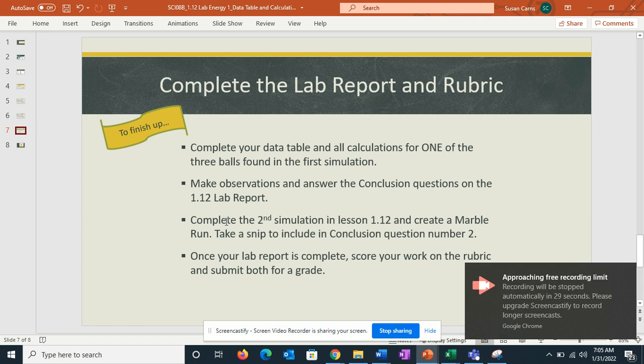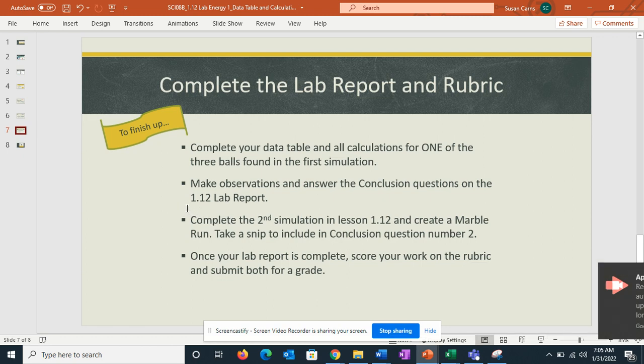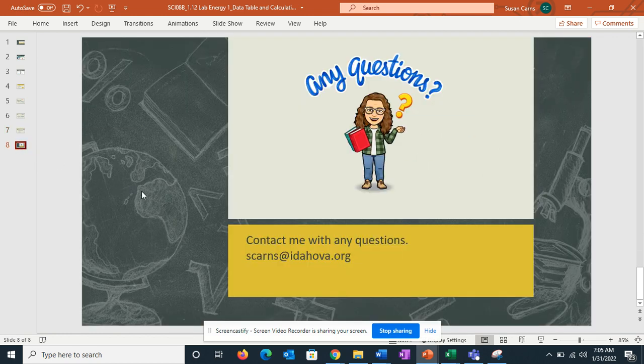All right, then to finish up, you'll just complete the data table and all calculations, make your observations on the conclusion page, complete that second simulation, take a snip, remember to complete the rubric, and submit both. Please let me know if you have any questions.